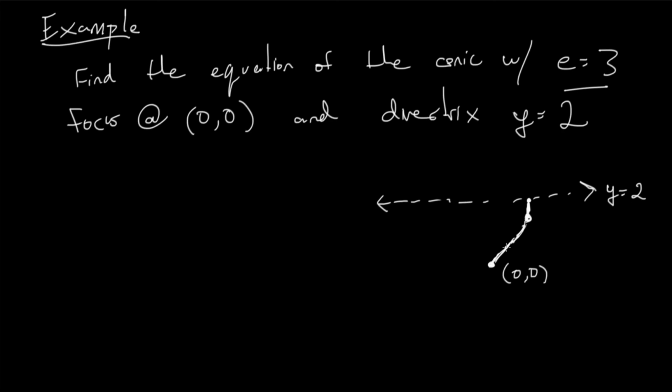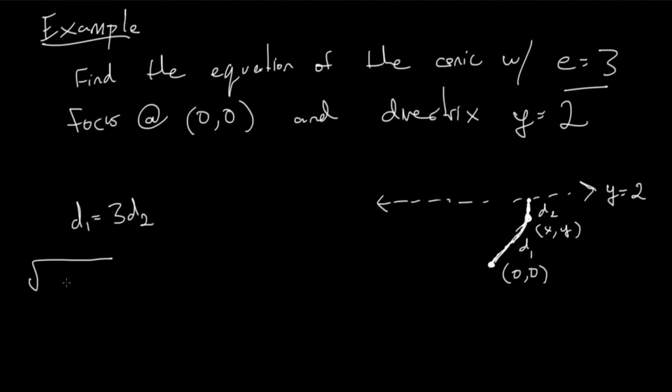So this distance right here is d1, and this is d2. The distance d1 is 3 times the distance d2. So there you go, there's your conic. D1, what's that? 0 to the point. Let's go ahead and call this point arbitrarily x comma y.